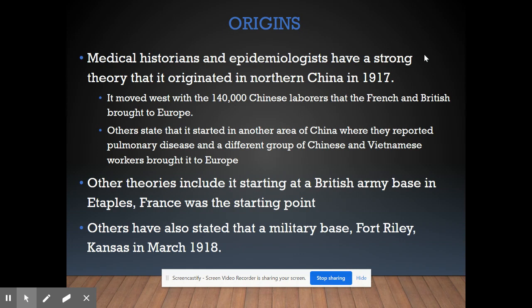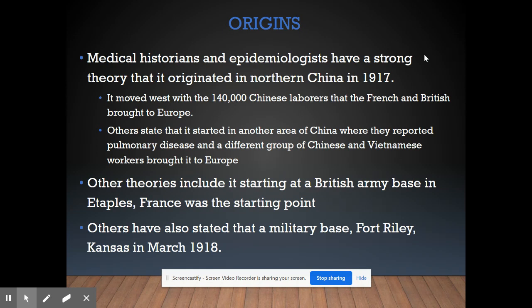So there's a strong theory that it originated in northern China in 1917. It moved west with 140,000 Chinese laborers that the French and British brought to Europe. Other theories state that it started in another area of China where they reported pulmonary disease, that's lung disease, and a different group of Chinese and Vietnamese workers brought it to Europe.